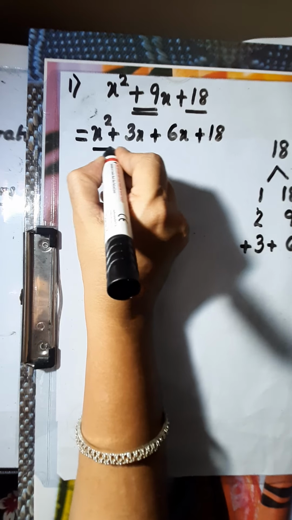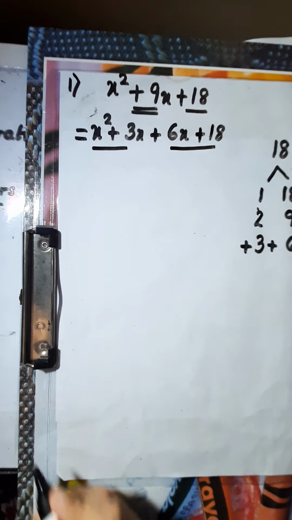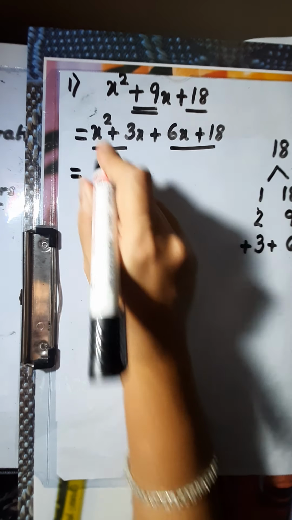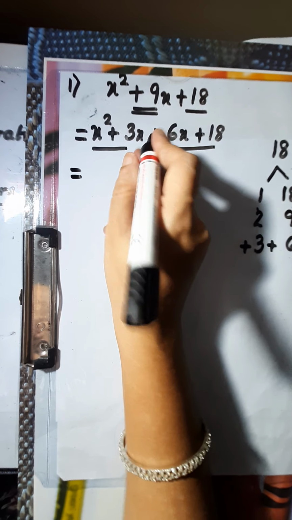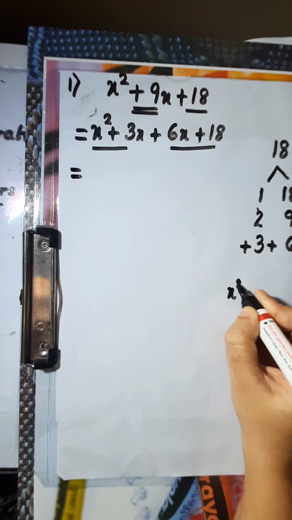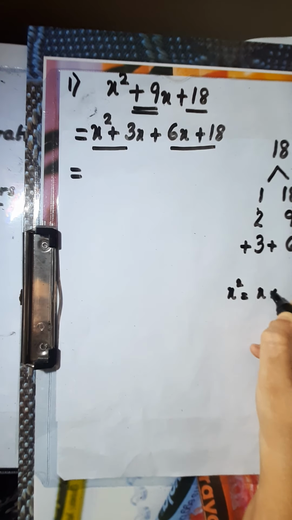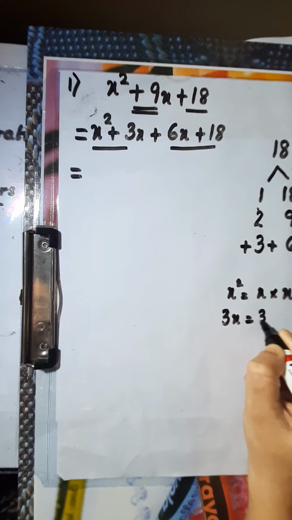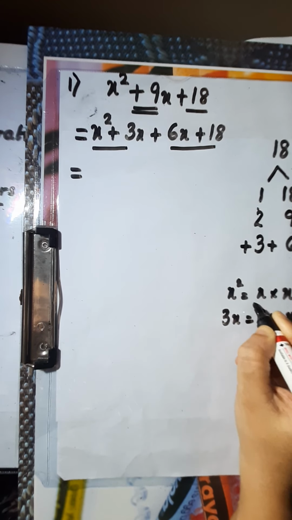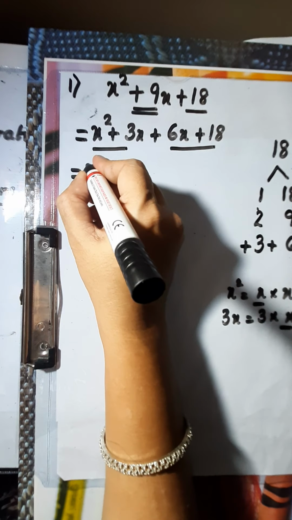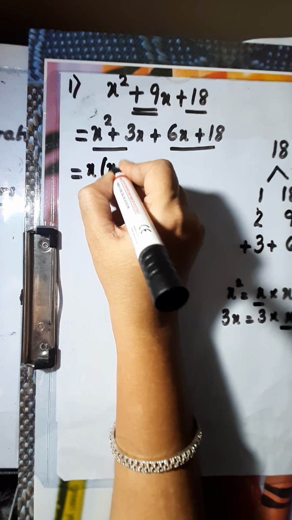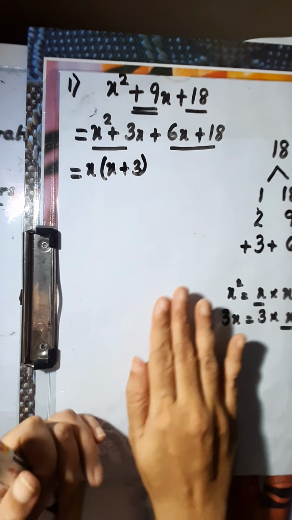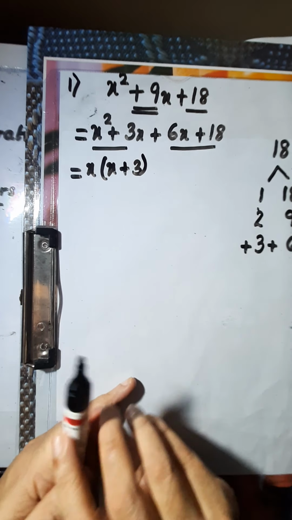Now I have to take these two terms together and these two terms together, correct? What can I remove common? I explained to you, x square plus 3x, okay? If you still don't understand, x square, x into x, 3x, 3 into x. So I remove x common. What is left behind? X plus 3. Now you must know to do it. That's why I sent you that first video. Correct?